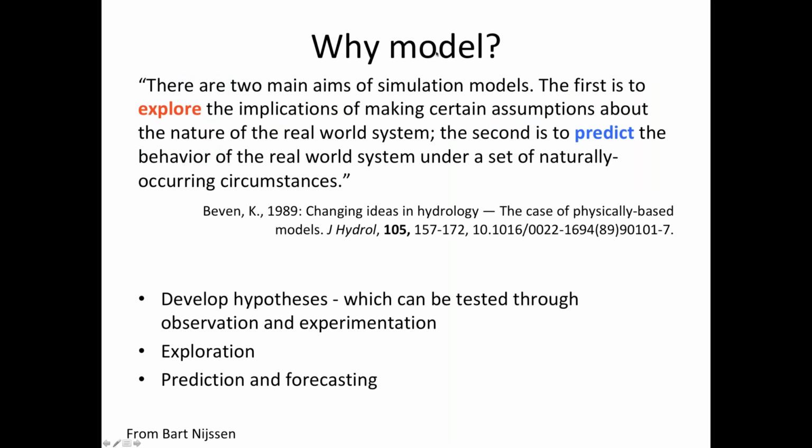So why would we even bother to model? The two main aims of any simulation model are to explore the implications of making certain assumptions about the nature of the real world system, or to predict the behavior of the real world system under a set of naturally occurring circumstances. This is from a paper by Keith Beven. Again, the slide's from Bart. And our goals really are hypotheses, hence the earlier slide about developing multiple working hypotheses, which we can test through observation and experimentation.